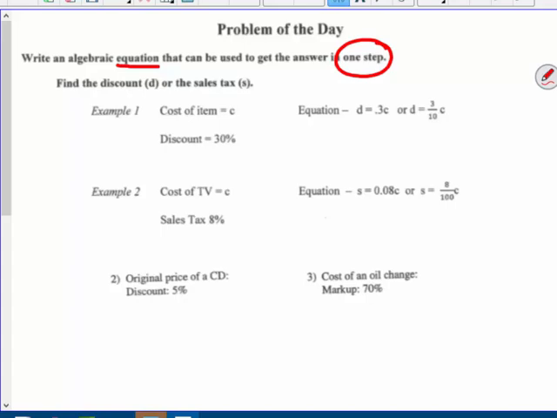So it says find the discount D or the sales tax S. So the cost of an item is C, the discount is 30%. So to find the discount, you can see here's the equation. D equals 3/10. Remember, we're going to change our percent to a decimal times the cost of the item C, or D equals 3/10 the fraction times C. So there's the equation. D equals, equal sign, right? With an equation, we have to have an equal sign.